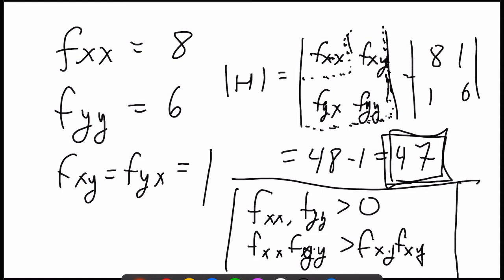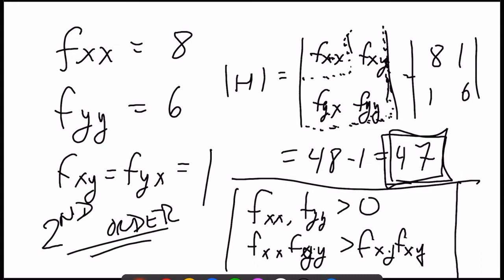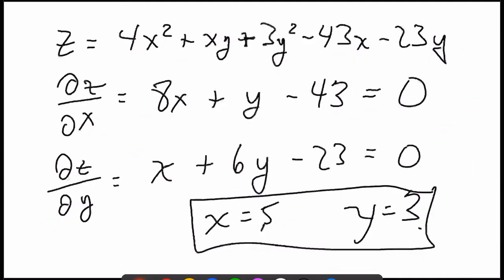The second order conditions are such that both of these things are positive. Okay? Which means what? It means we have minimized the function at that point of 5 and 3. So 5 and 3 is the minimum value of this function. Okay? Okie dokie.